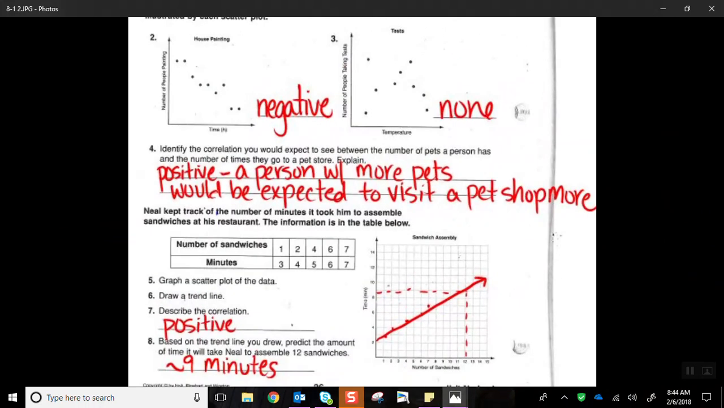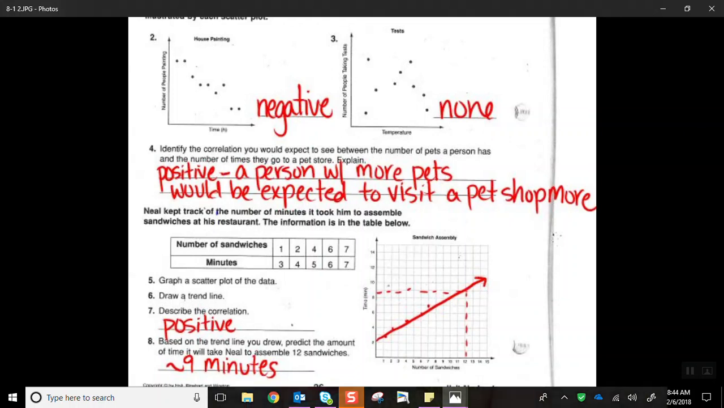4 is identify the correlation you'd expect to see between the number of pets a person has and the number of times they go to a pet store. That should be a positive relationship. You would expect that a person with more pets would go to a pet shop more often. 5 through 8 is all based off the trend line. So 5, you were graphing it. 6, you're drawing a trend line. 7, the correlation would be positive.